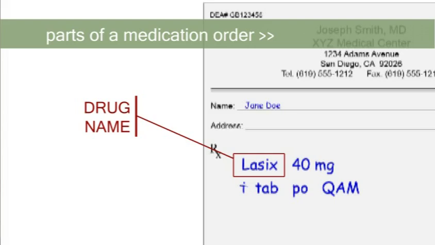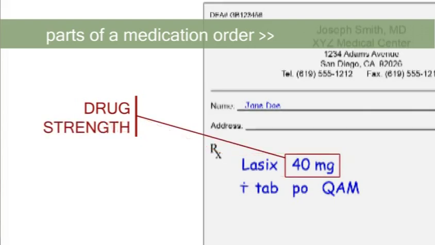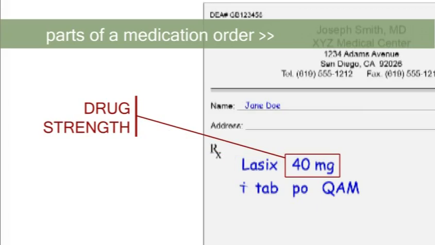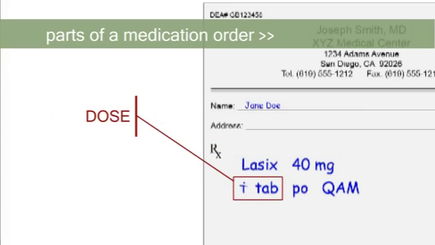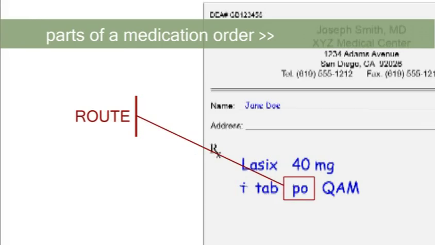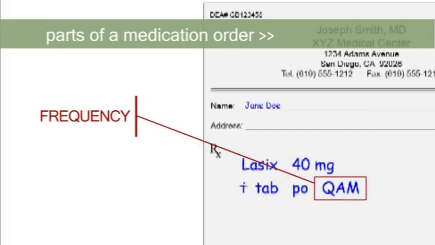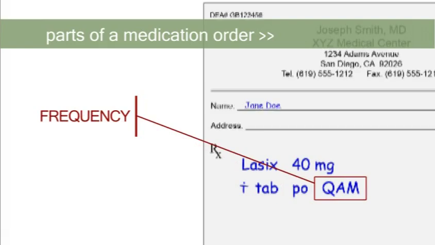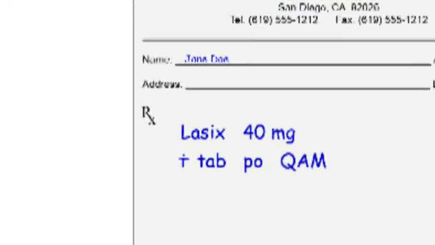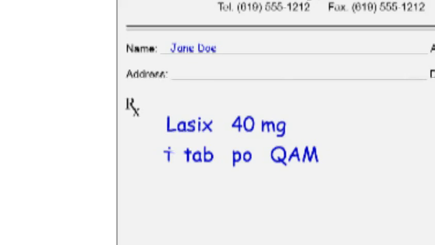The physician's order will also include the strength of the drug, as well as the dose of the drug to be given and route of delivery. Additionally, the frequency of the dosing will appear on the physician's order: daily, twice a day, etc. So an example of an order would be Lasix 40 milligrams. Give one tablet by mouth every morning.